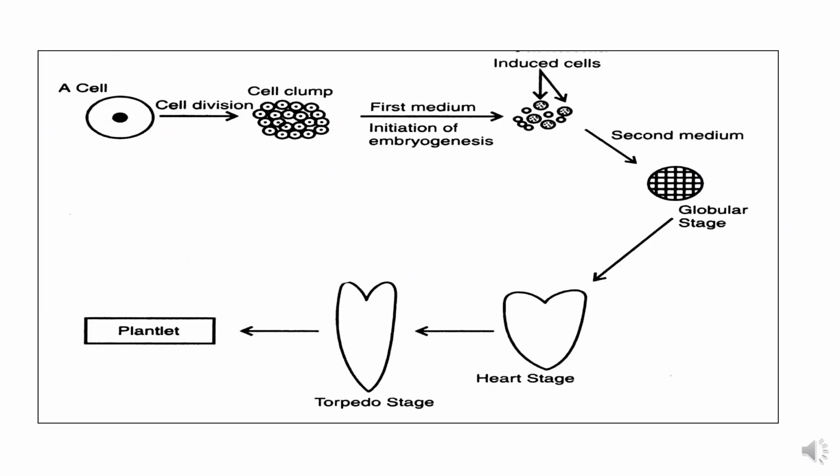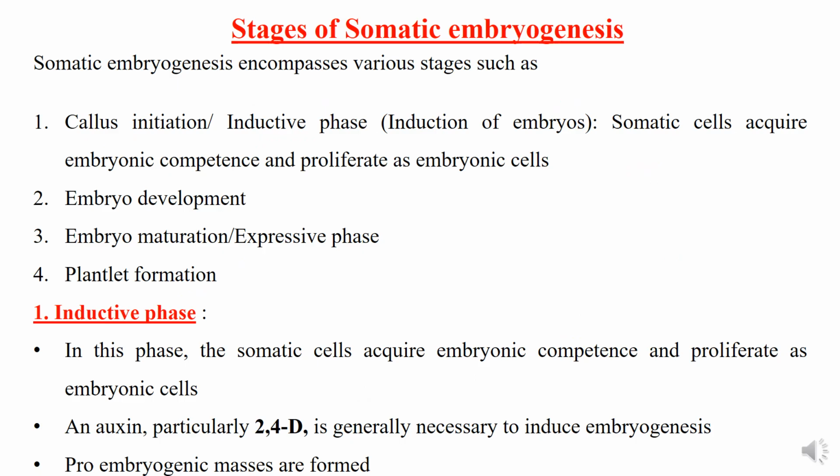So here you can see the different phases. Initial single cell, where this meristematic cell forms with a dense cytoplasm and a prominent nucleus. Then on the first medium, then the secondary medium, it will form different stages like the globular stage, heart stage, torpedo stage, and finally leads to the plant formation.